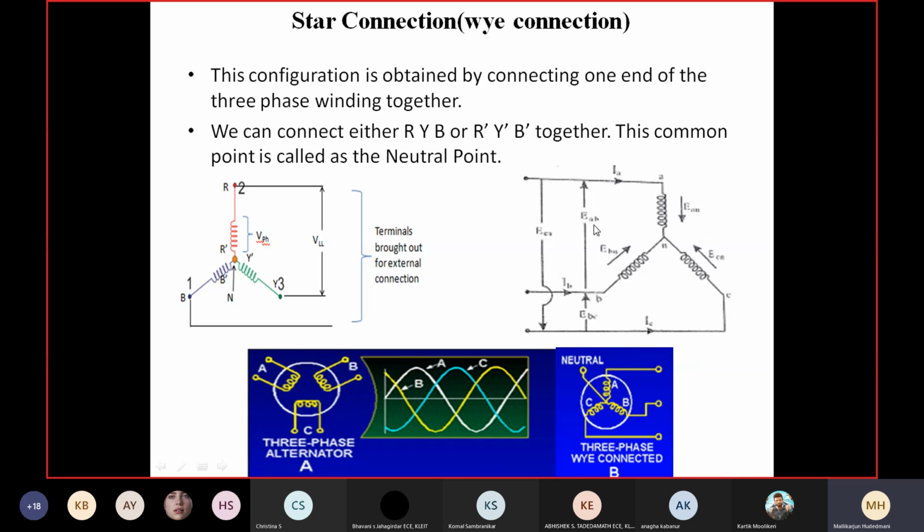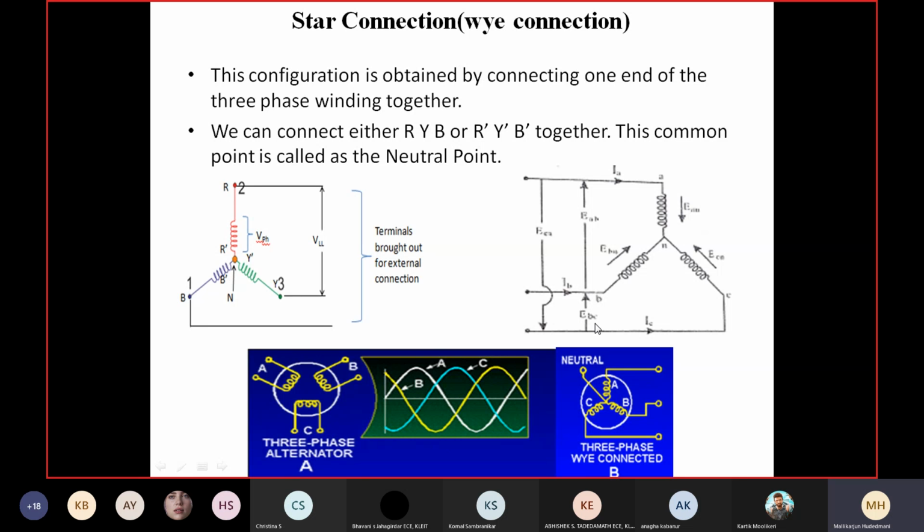The same way, EAB I am calling here. Suppose what is ECA? It is between C and A. C is here, A is here. Between these two, whatever voltage you measure, that is ECA, the line to line voltage. The last one you can see between B and C, EBC.